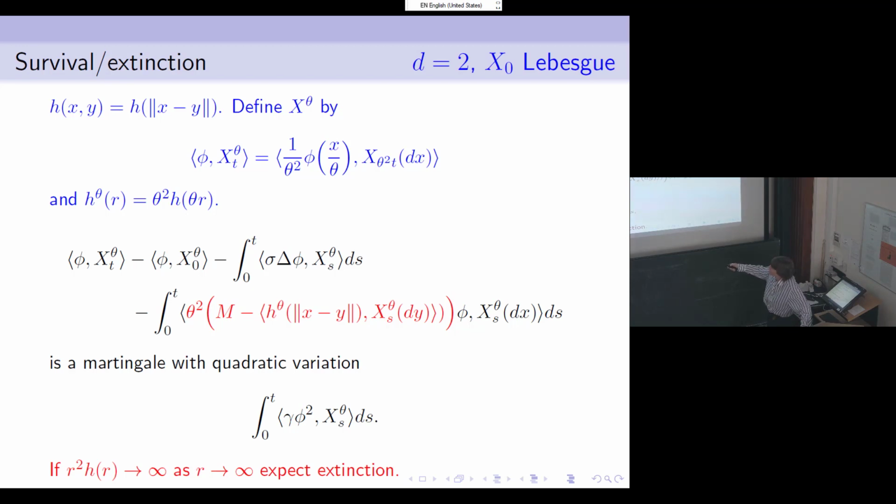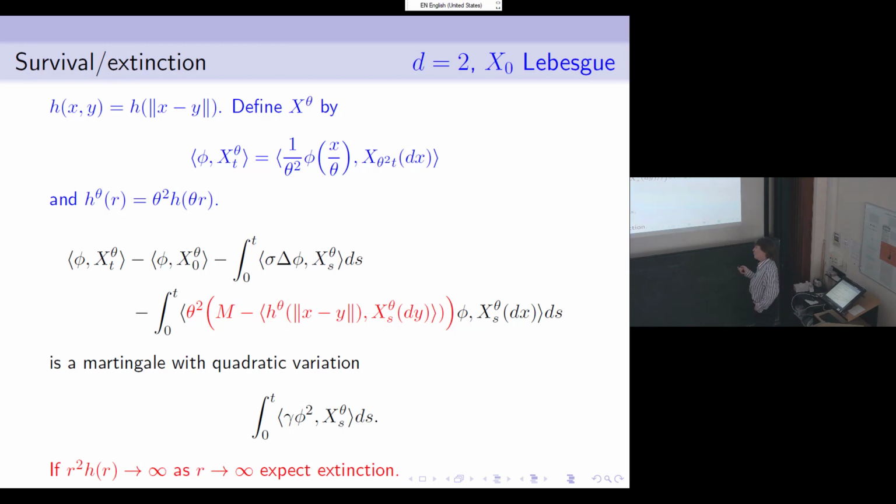But what does h theta look like? Well, really, that's the same as saying if r squared h of r goes to infinity as r goes to infinity, then I should expect extinction. And it turns out, somewhat surprisingly, that this back-of-the-envelope calculation is exactly the right calculation to do.